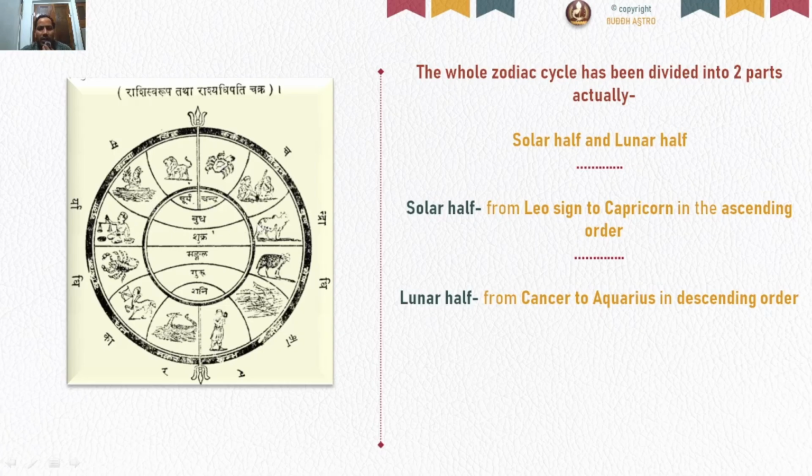Then seventh and second are ruled by Venus. Then eighth and first will be ruled by Mars. Then ninth and 12th will be ruled by Jupiter. And then 10th and 11th are ruled by Saturn. This is how you can easily remember it.